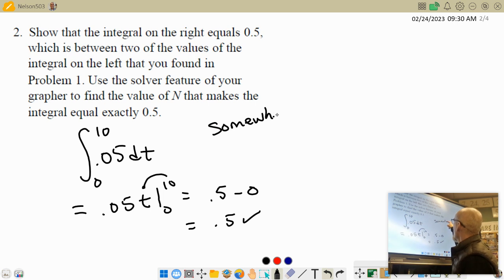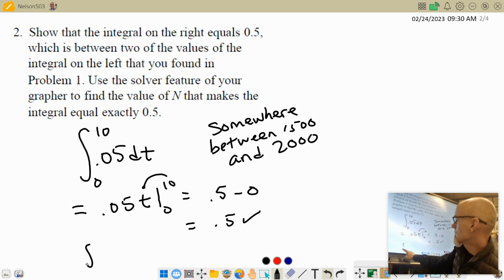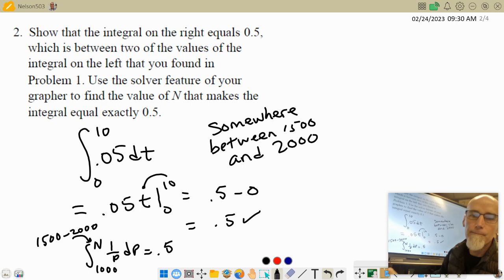So what we're saying is it's somewhere between 1500 and 2000. That's where the integral of 1,000 to that n value of 1 over p dp is equal to 0.5. So the n needs to be somewhere between 1,500 and 2,000 to make that happen, right? And so we're going to look at how to get Desmos to find that answer for us.